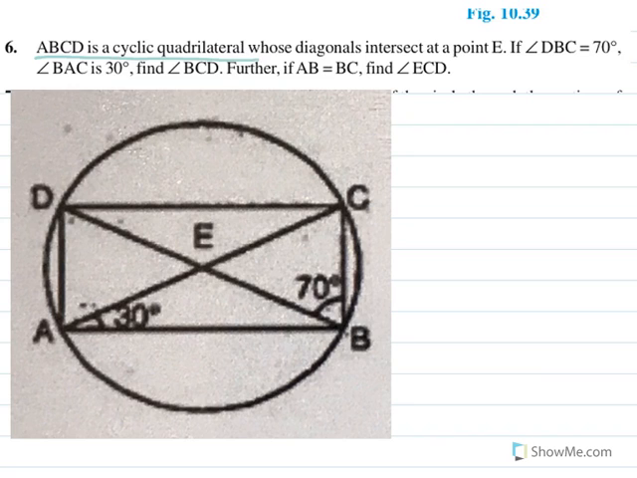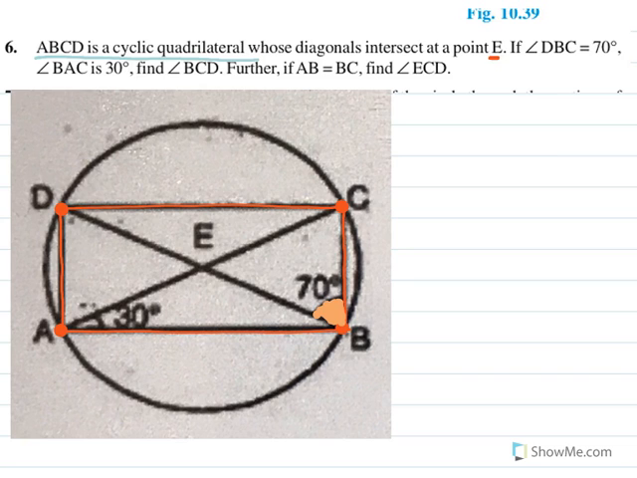ABCD is a cyclic quadrilateral. That means you have A, B, C, D all lying on a circle. So it is a cyclic quadrilateral. The 4 vertices lie on the circle. The diagonals intersect at point E. DBC is 70. Let's mark that. DBC is this angle and it is 70. And BAC is 30. Find BCD.